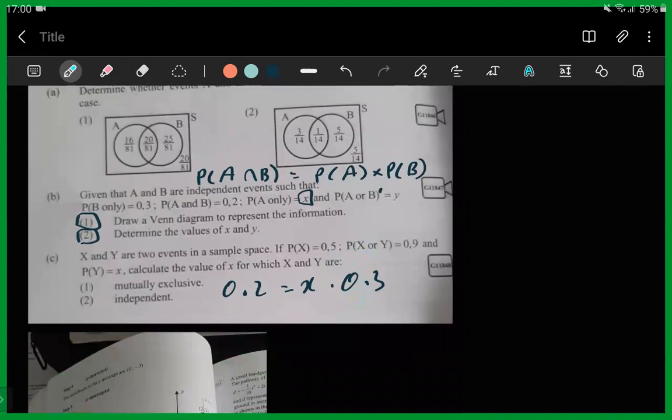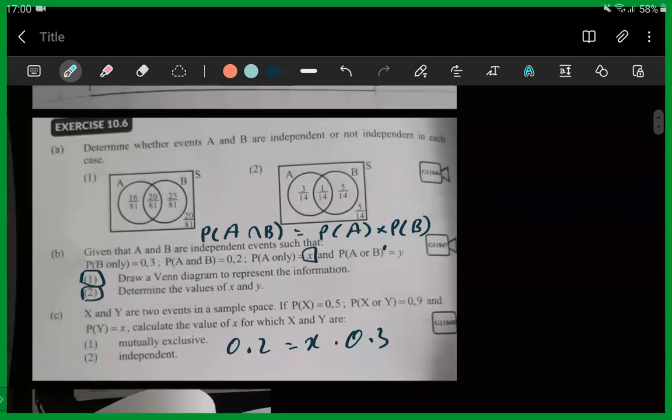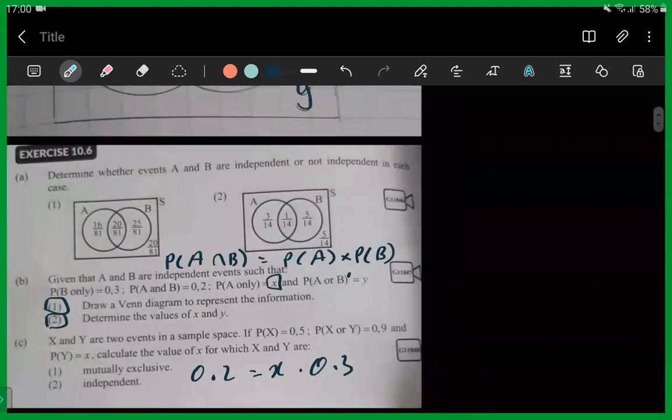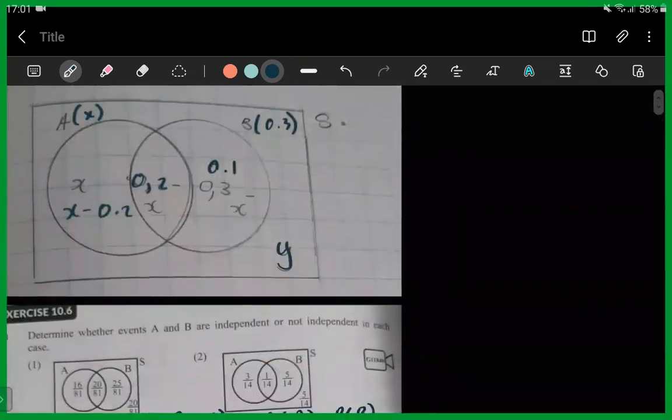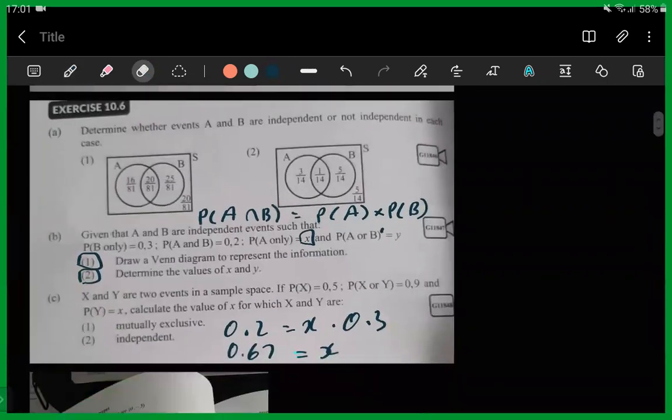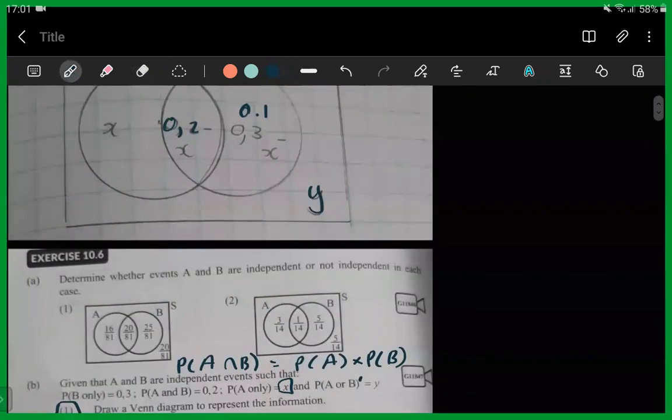No, I think I'm the one that made a mistake. Oh, it makes sense because that's the whole thing. That's the whole of x. That's the whole of A. Meaning these two should add up to 0.67. So if they should add up to 0.67, it's fine because it means that this section here is going to be 0.67 minus 0.2, which is 0.47. You get it?